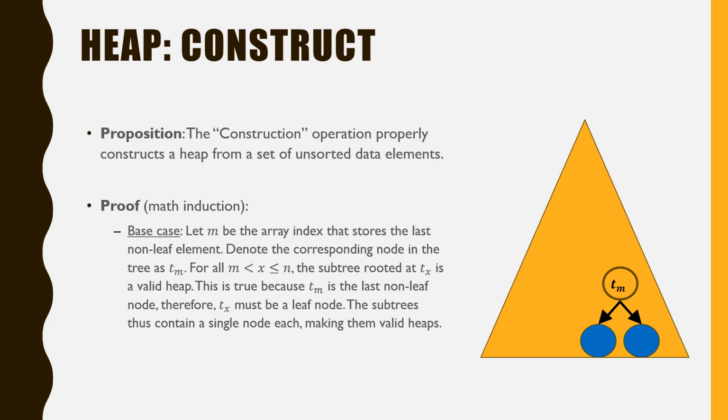We begin by proving the correctness of the construction operation using mathematical induction. First, we establish the base case. Let the array index of the last non-leaf node be m, and the corresponding node be t_m. We claim that for any array index x, such that x is greater than m and less than or equal to n, the subtree rooted at t_x is a valid heap. The claim holds because t_m is the last non-leaf node. Consequently, if x is greater than m, the node t_x must be a leaf node. A subtree rooted at a leaf node contains only the node itself. Since a single node tree satisfies the heap property by definition, the subtree rooted at t_x is a valid heap.